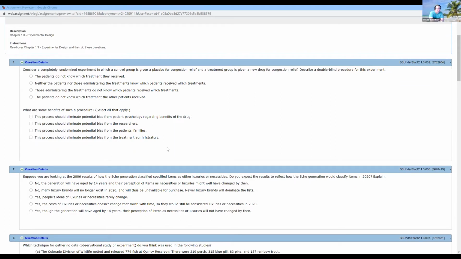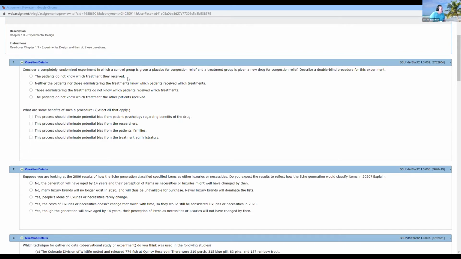Okay, so question 1, consider a completely randomized experiment. So you break them into 2 groups randomly, in which the control group is given a placebo for congestion relief, and the treatment is given a new drug. Describe a double-blind procedure. And so they go on and give us 4 descriptions, and one of these best fits what is called a double-blind. So let's see what they choose. Choices are: the patients did not know which treatment they received. Well, that is true, but isn't that only half the story?